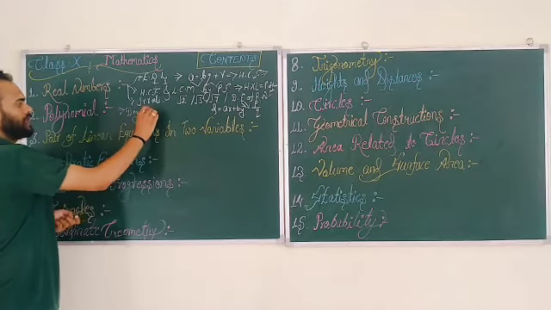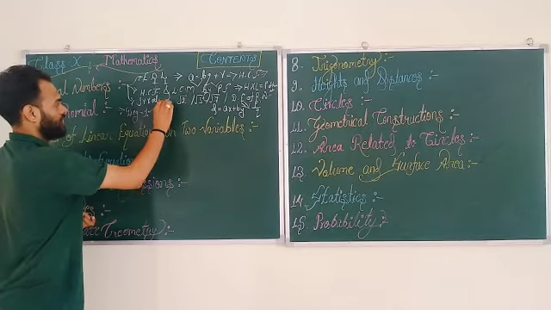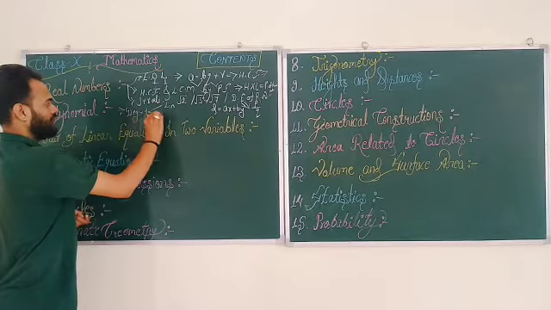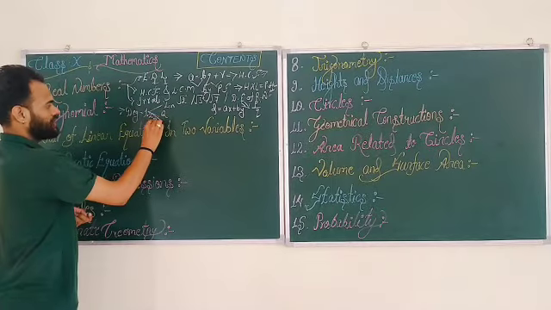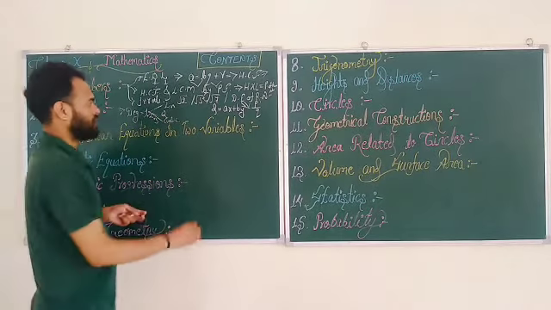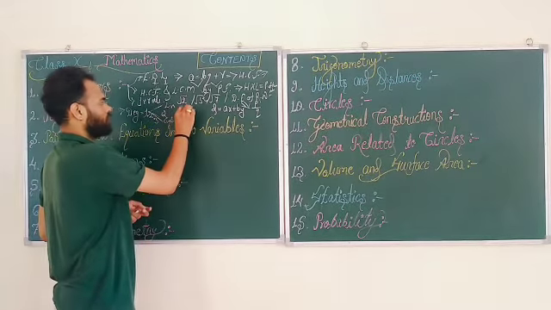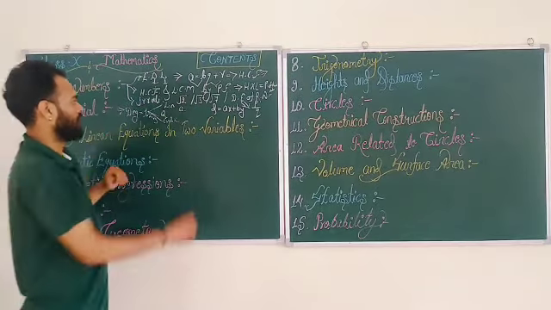Now, in the second chapter, Polynomials, under this chapter we discuss the degree of a polynomial, and on the basis of the degree we classify polynomials. If the degree is 1, it is a linear polynomial. If the degree is 2, it is said to be a quadratic polynomial, and if the degree is 3, it is said to be a cubic polynomial. We study the general forms of the cubic, quadratic, and linear polynomials.